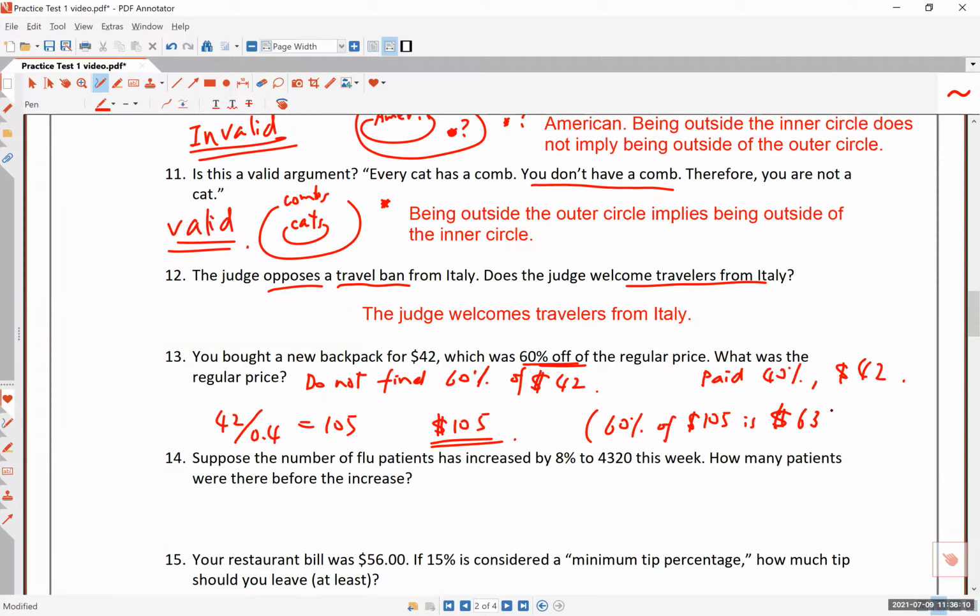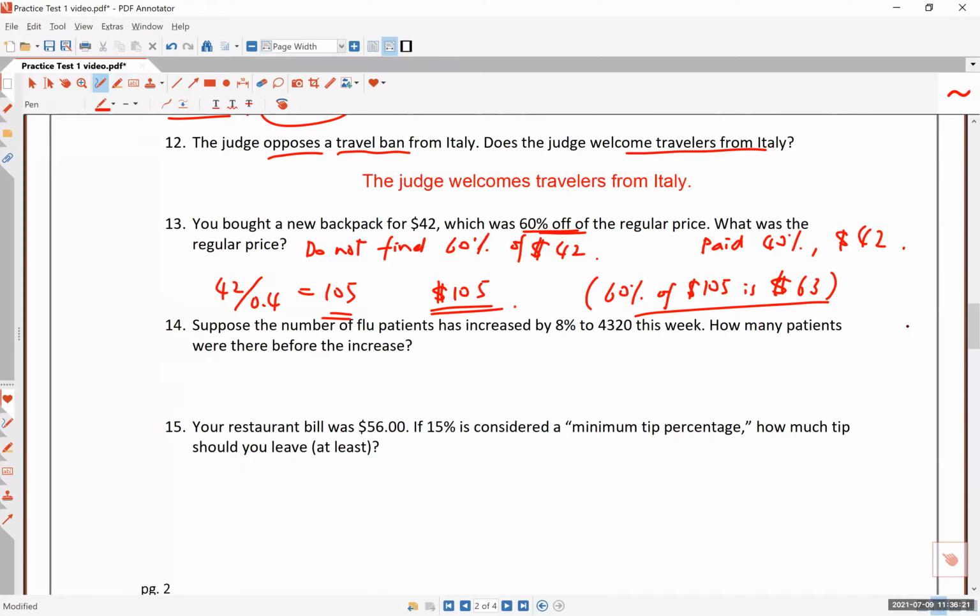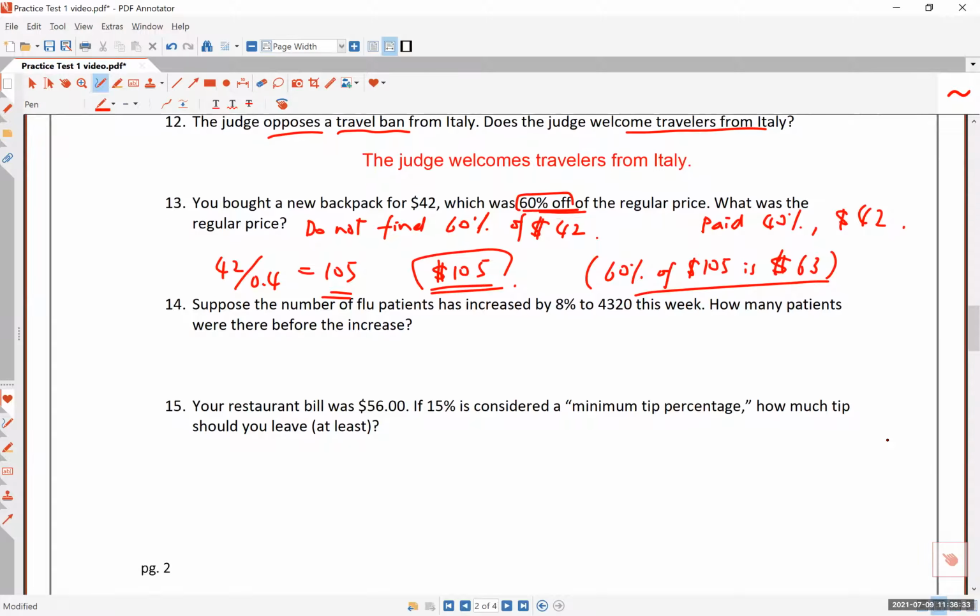This is $63. Okay, so if you subtract 63 from 105, you get $42, and you know that your answer is correct, right? So there's an easy way to check your answer. The answer is $105 backpack. That is too expensive. I wouldn't buy that, but I would buy it if it's $42.